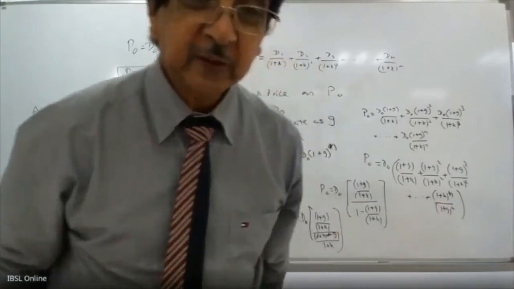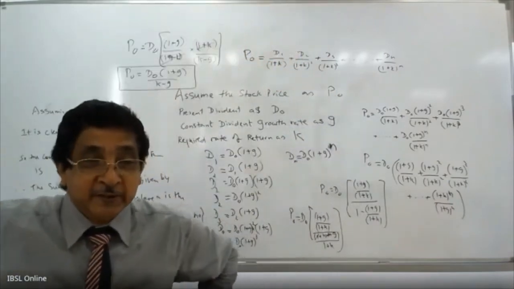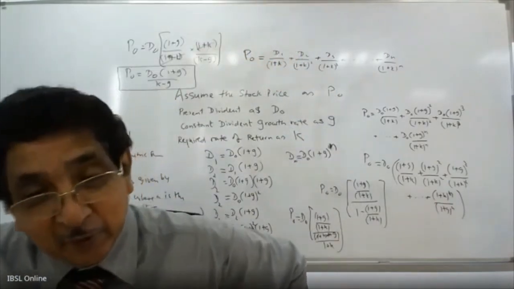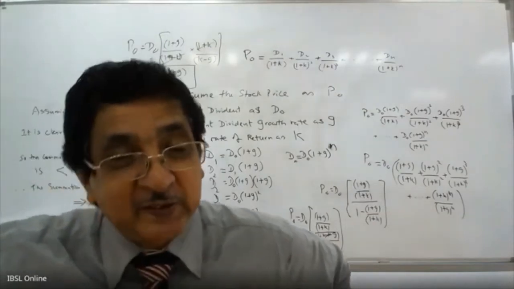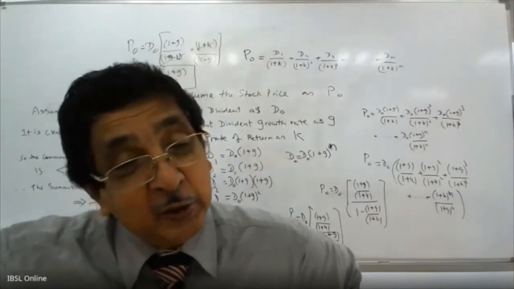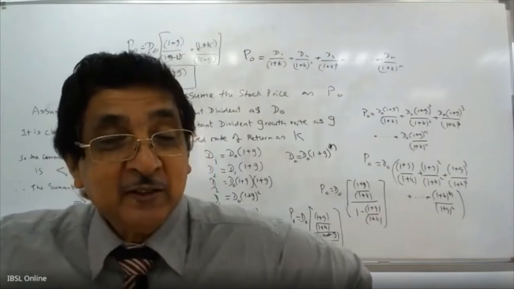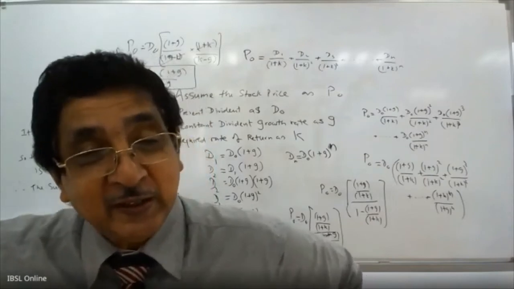Right. Now we have got the valuation. Now we know that P0 is equal to D0 into 1 plus G divided by K minus G. That is the answer.